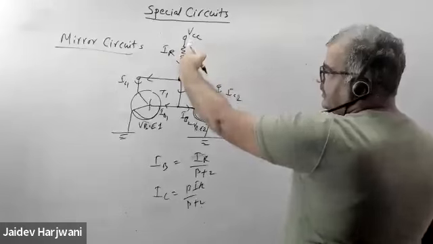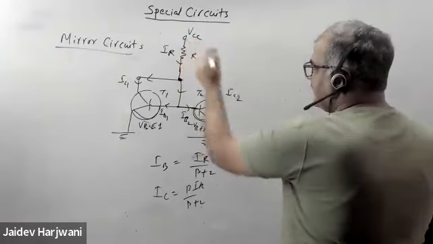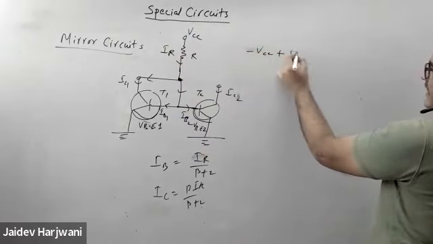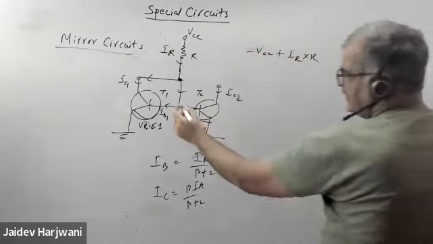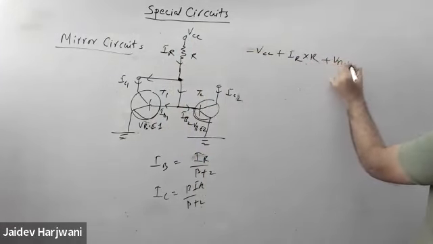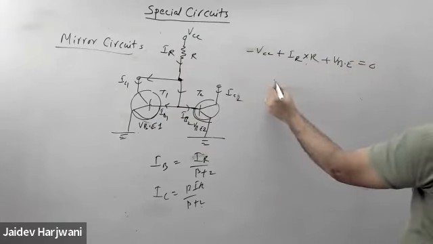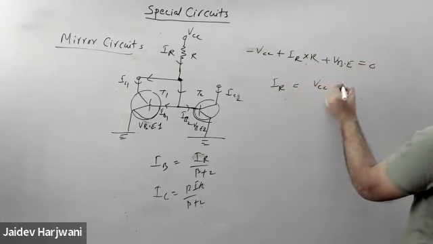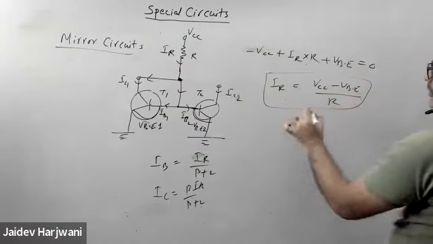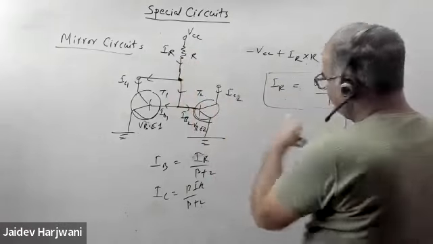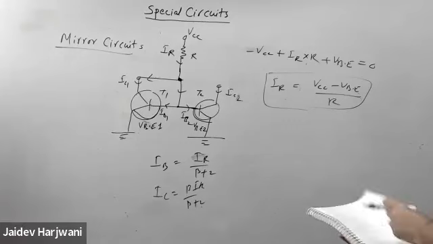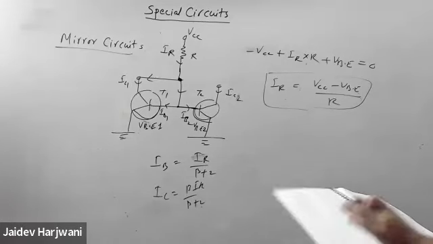IR कैसे निकालोगे? IR you can take any circuit. You can start from here. You take minus VCC plus IR into R, and then you can come here or you can go here. So that is simply VBE equals to 0. So your IR will be simply VCC minus VBE upon R. From this formula, you can calculate the IR value. Once you know the IR value, you can find IC, IB both. So that will be one problem.